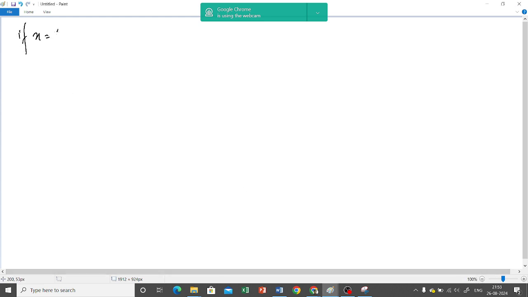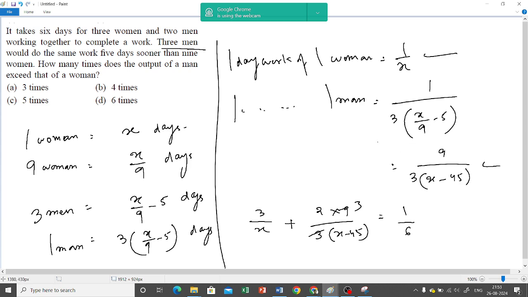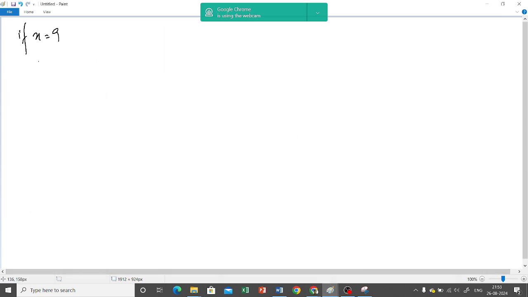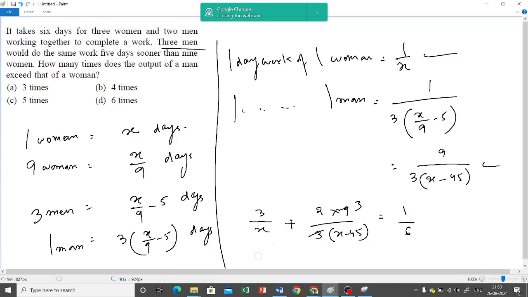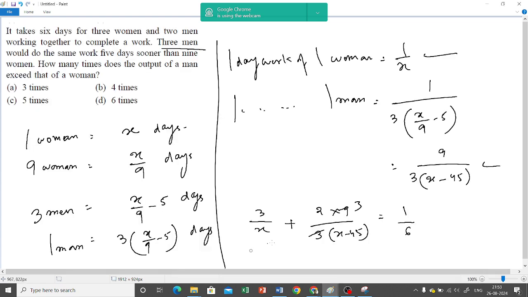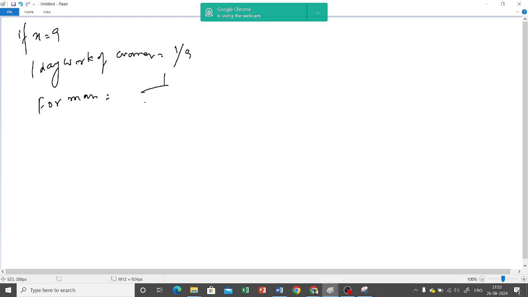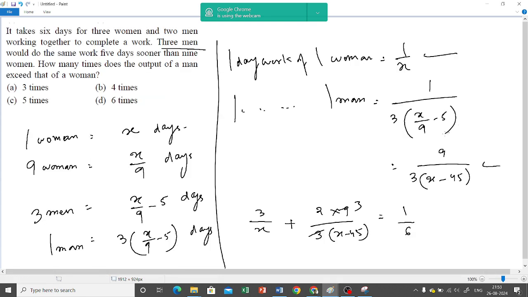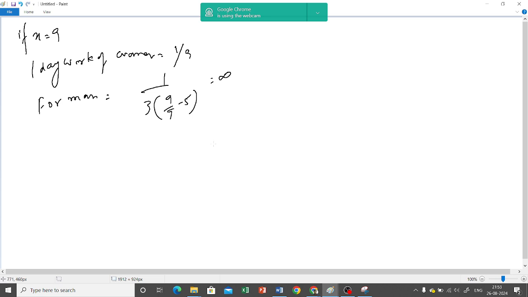Now if I take x equals 9, then one day work of woman is going to be how much? 1 by 9. And for man it is going to be 1 by 3 into (9 by 9 minus 5), that is going to be infinity, right? The capacity is going to be infinity, so that means 9 is not the right answer. I cannot take x as 9. That means I need to take x as 90.